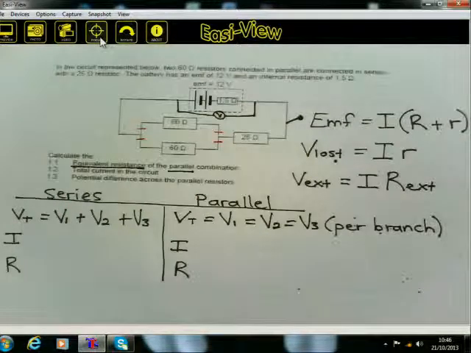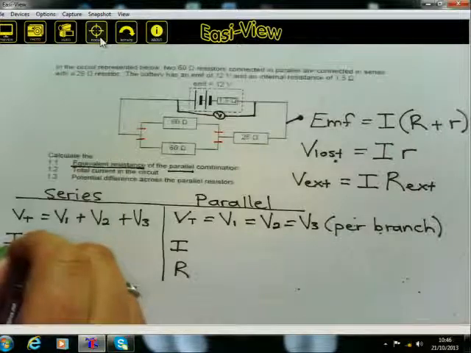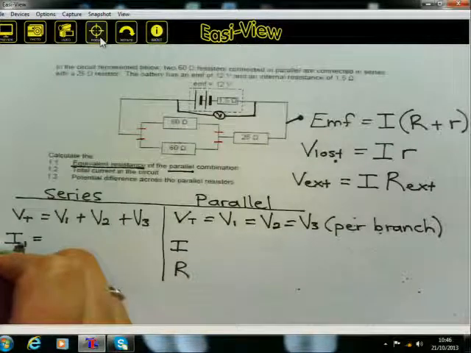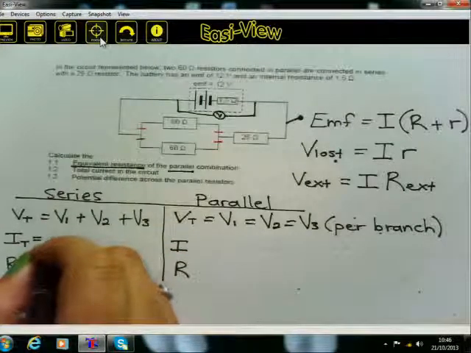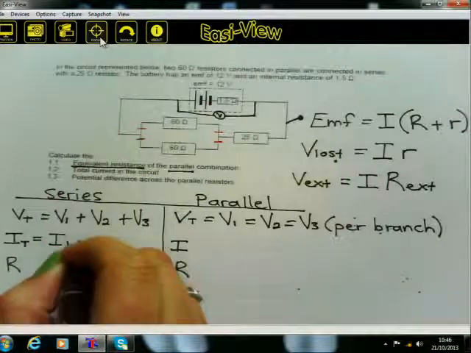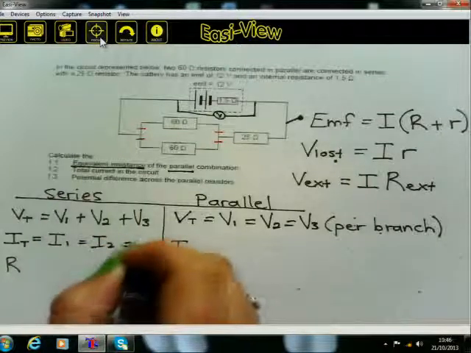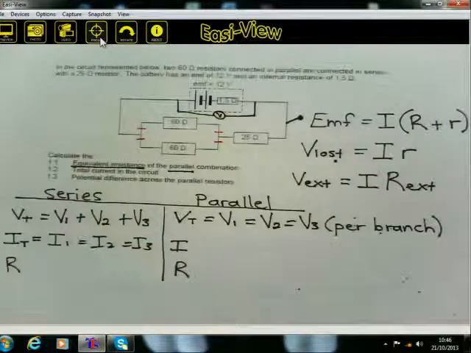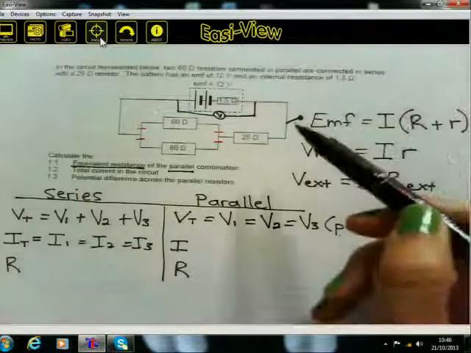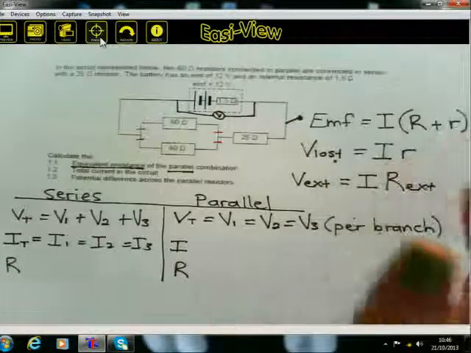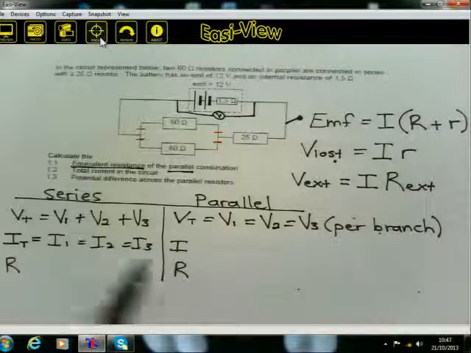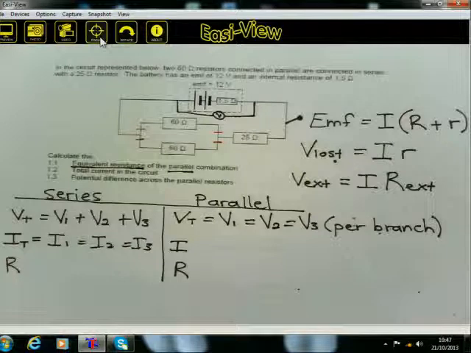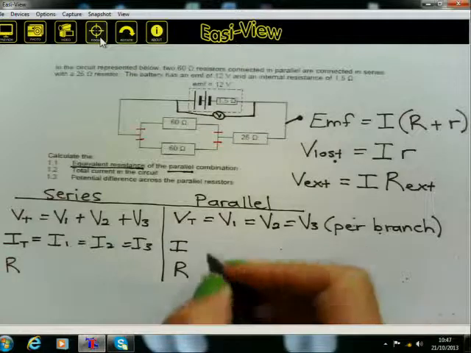Okay, when we get to the current, I total, in other words, the current in series, I am going to say that I total equals I1 equals I2 equals I3, because in a series circuit, it's never branched. It never divides. The current never divides. So everywhere in a series circuit, you can say that the current is the same anywhere, even through the battery. You will take the total current.